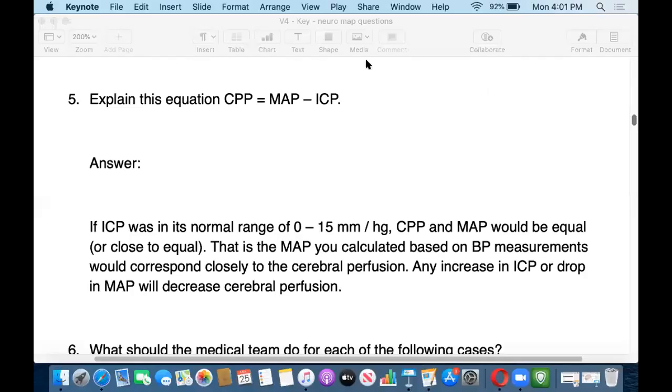So question number five asks us to look at the CPP equation. CPP is your cerebral perfusion pressure. Ultimately, that is what you want. You want organs to be perfused. And in this case, the king of all organs, arguably, is the brain. Close tie with the heart, I guess. But cerebral is about perfusion of the brain, cerebral perfusion pressure.